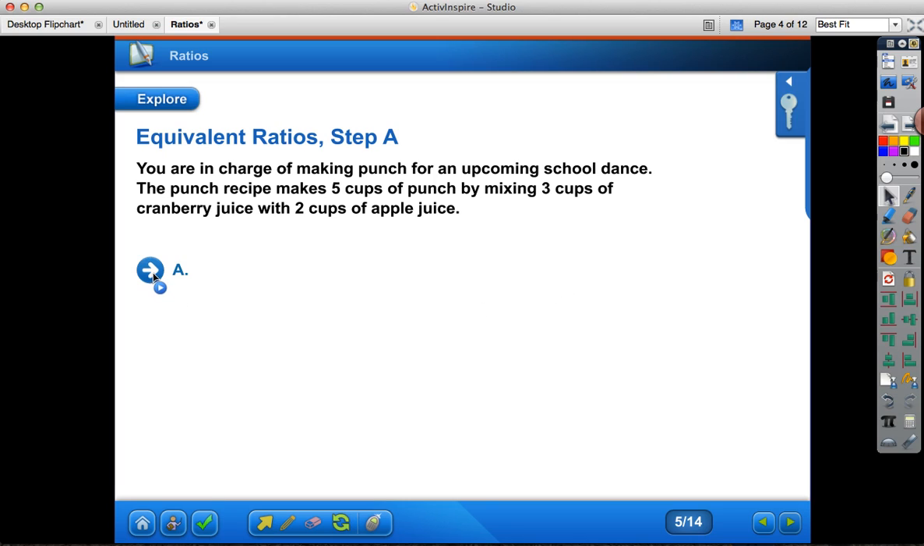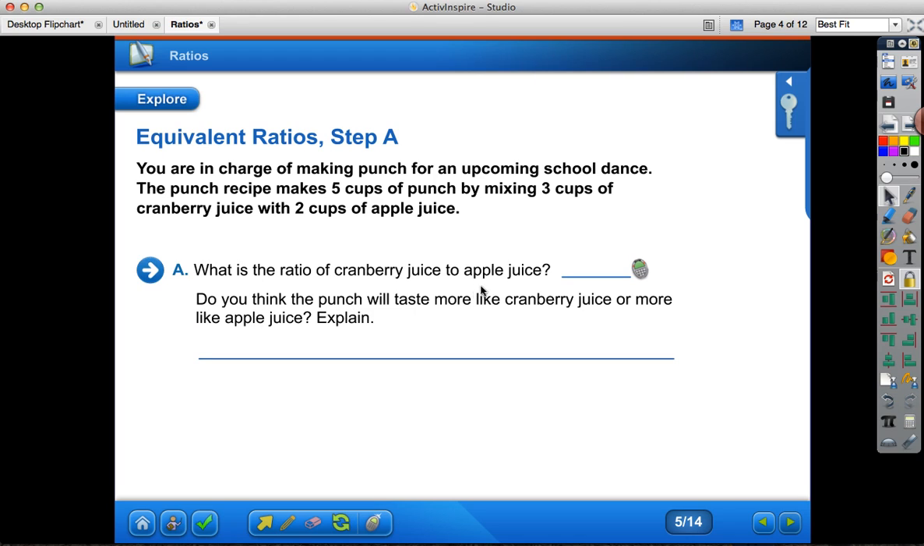Right, so first we're going to look at, what is the ratio of cranberry juice to apple juice? Well, we know that there's 3 cups of cranberry juice, so that's first, to 2 cups of apple juice. So our ratio is 3 to 2. So do you think, looking at this, that your juice is going to taste more like cranberry juice or more like apple juice?